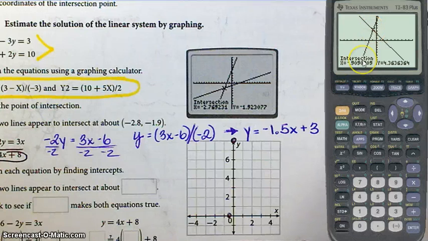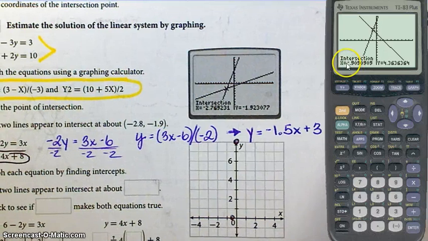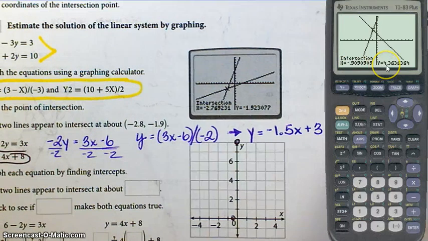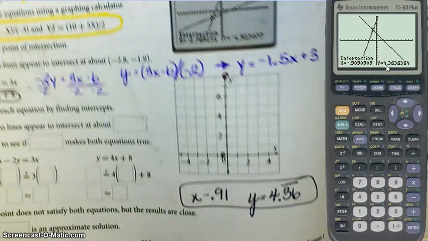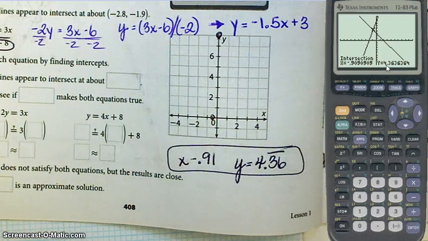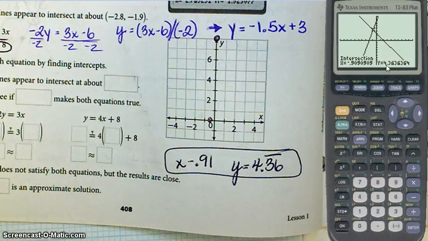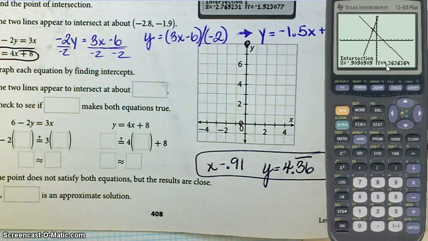Okay, so this solution is basically negative 0.91. X is negative 0.91. Y is 4.36, basically. Okay, so your solution is negative 0.91, comma, 4.36 repeating. Okay. That's the approximate solution.